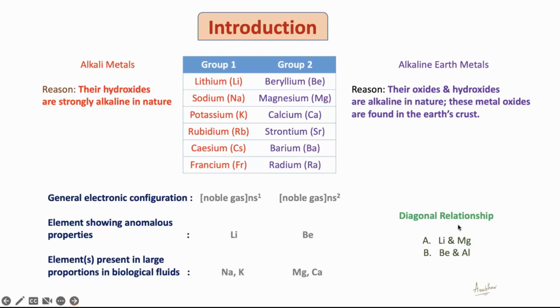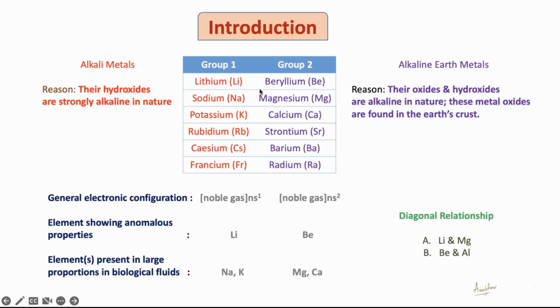Before going to the next slide, we'll discuss the diagonal relationship. We will discuss it later in detail. Lithium and magnesium show some properties similar to one another, and this also holds for beryllium and aluminium. Lithium and magnesium are diagonal elements. You can have a look at this picture here. Lithium and magnesium are diagonal in the periodic table, that is, across from one another. That's why this is called a diagonal relationship.